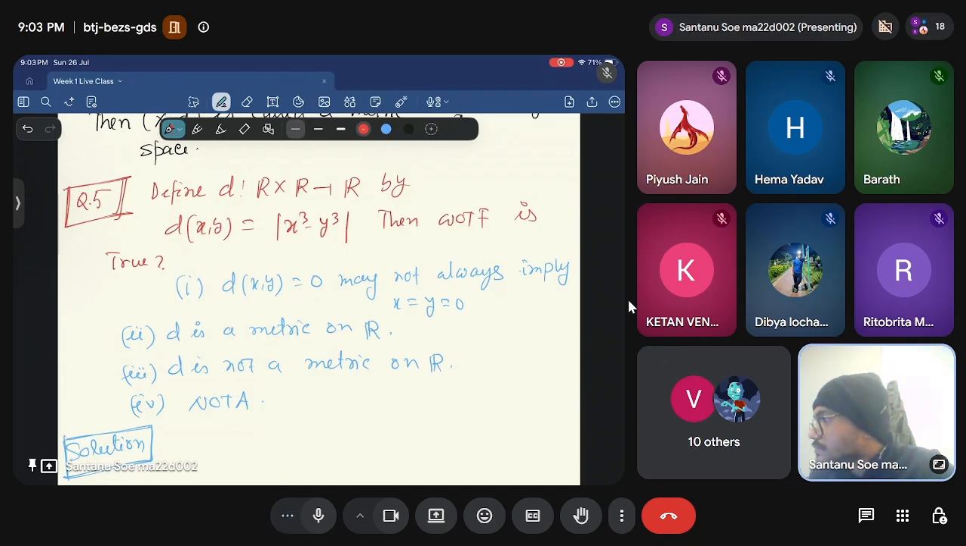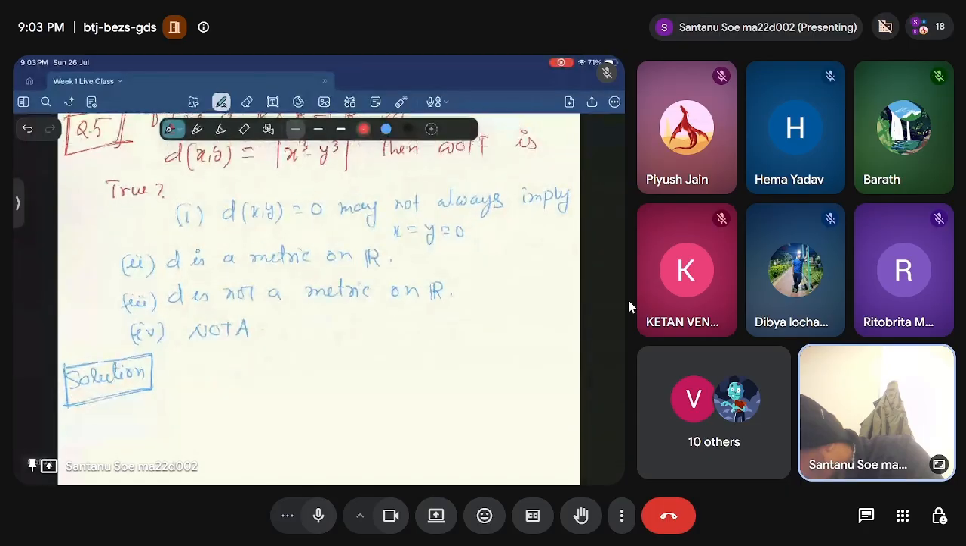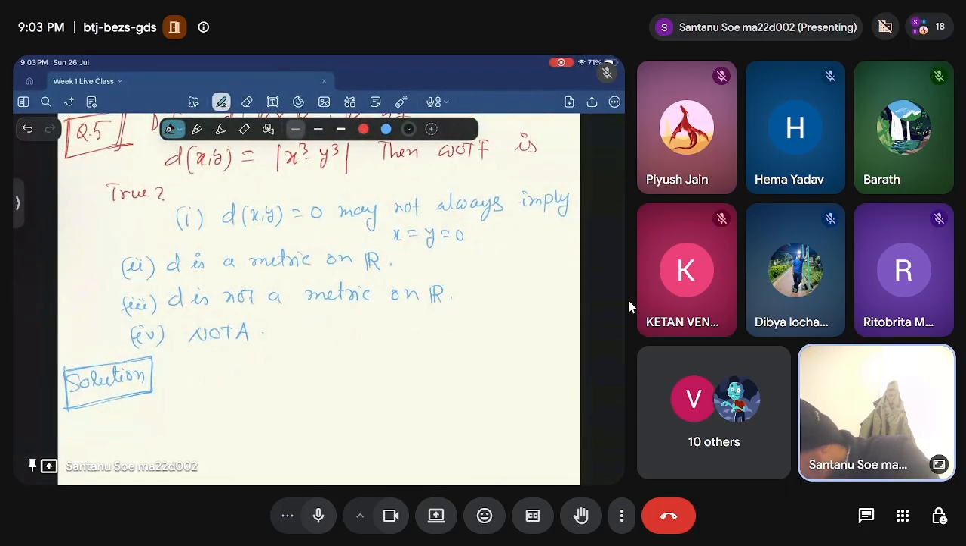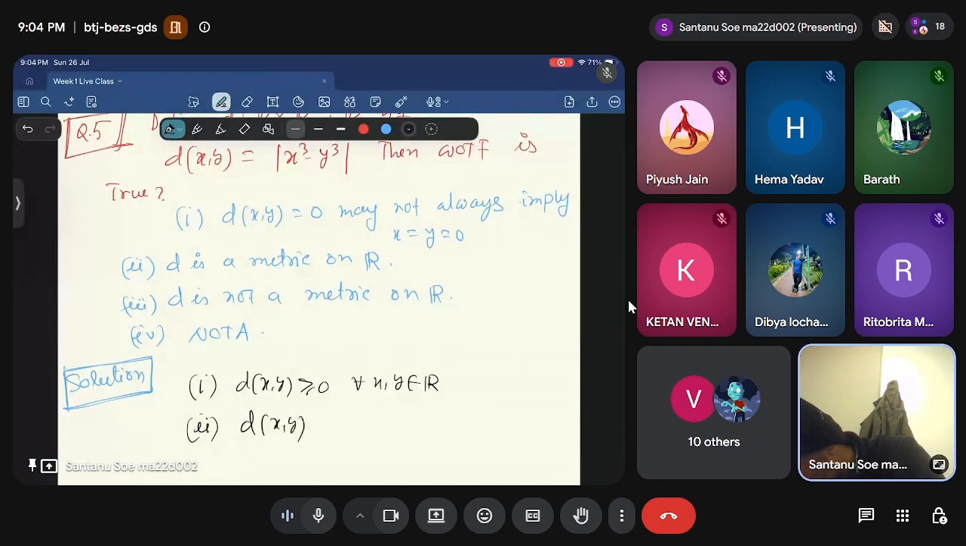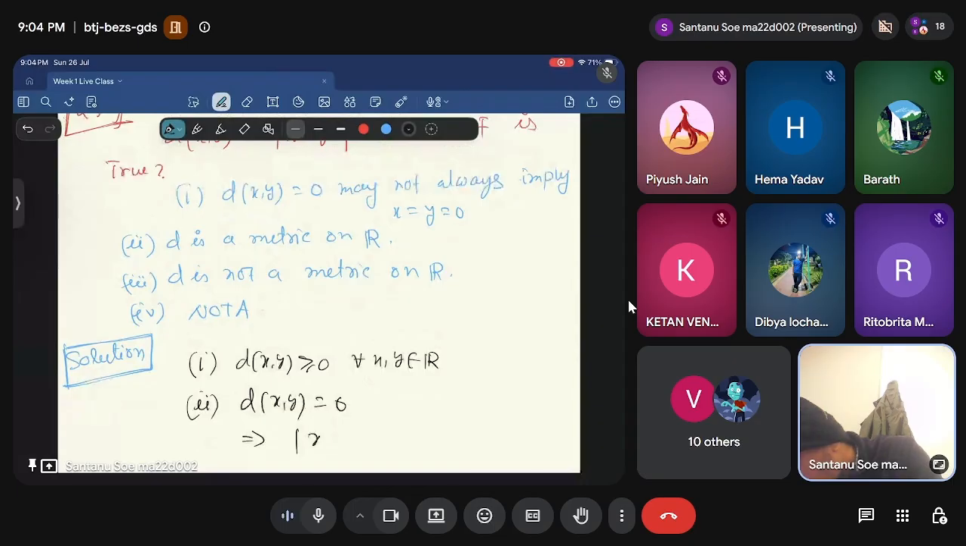Okay, so since it's a modulus function, it is always non-negative, right? So that means d of x,y is greater than or equal to 0 for each x,y in R. No doubt, this is true. The second property: let's say d of x,y is 0. This will imply modulus of x cube minus y cube is 0. Now if the modulus of a number is 0, that number has to be 0, so x cube minus y cube is also 0.